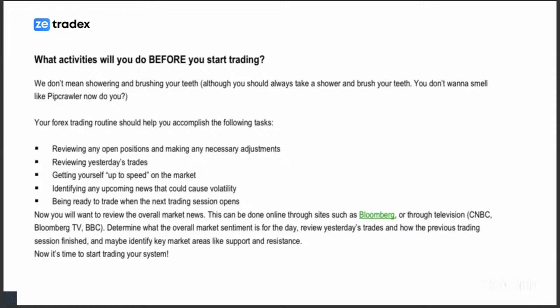Now, you will want to review the overall market news. This can be done online, through financial news websites like Bloomberg, or through television, CNBC, Bloomberg TV also. Determine what the overall market sentiment is for the day, review yesterday's trades and how the previous trading session finished, and maybe identify key market areas like support and resistance. Now it's time to start trading your system. Arguably, it's time. So let's go to the next page, please.